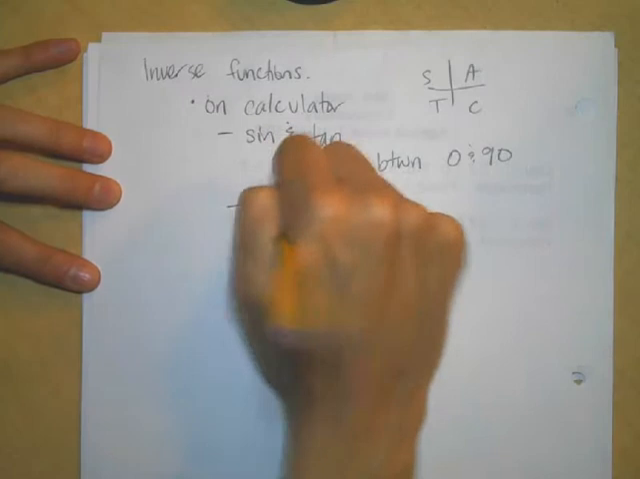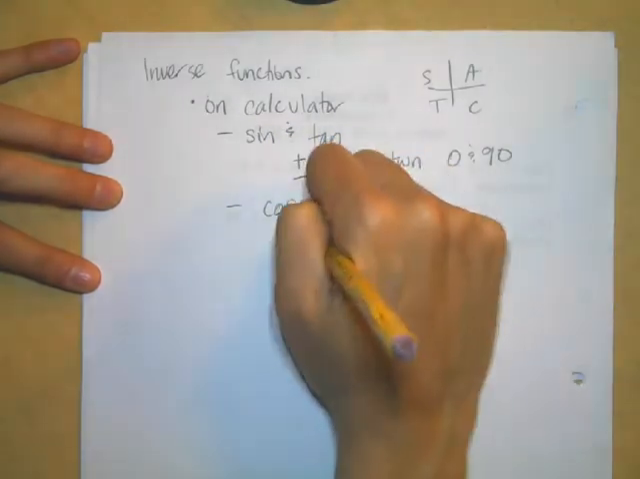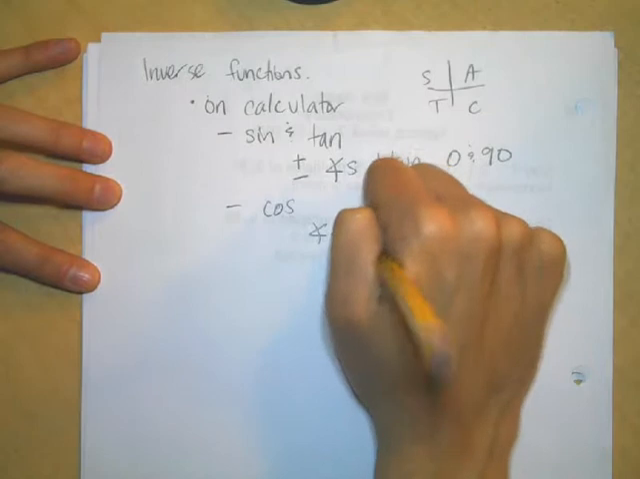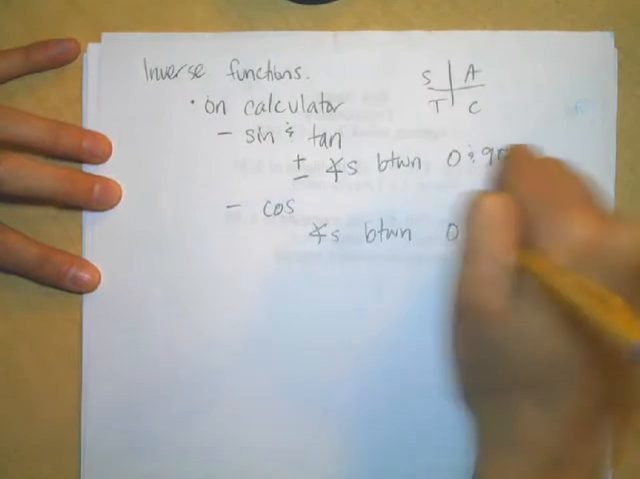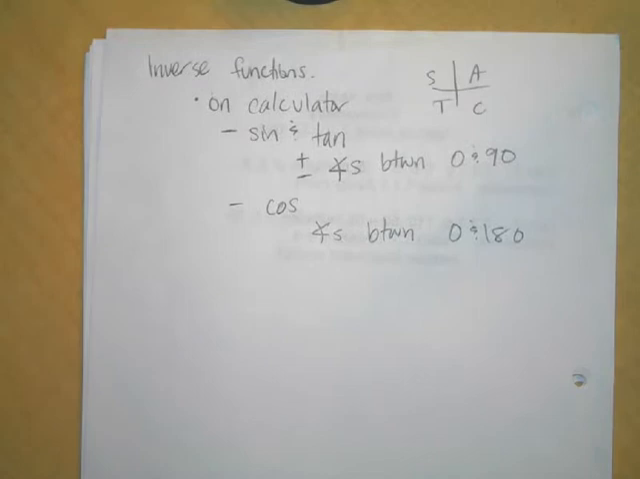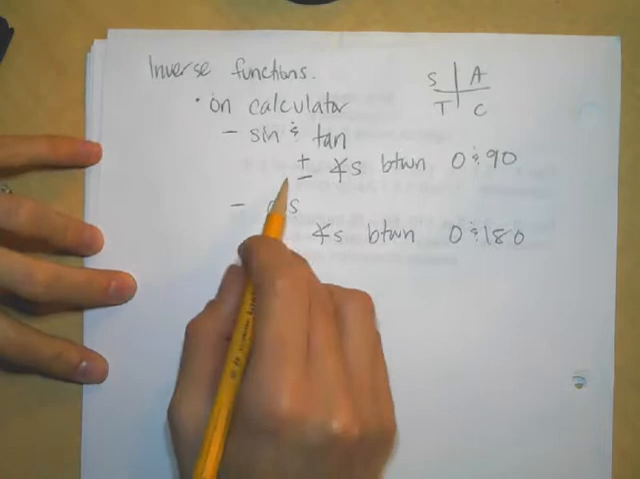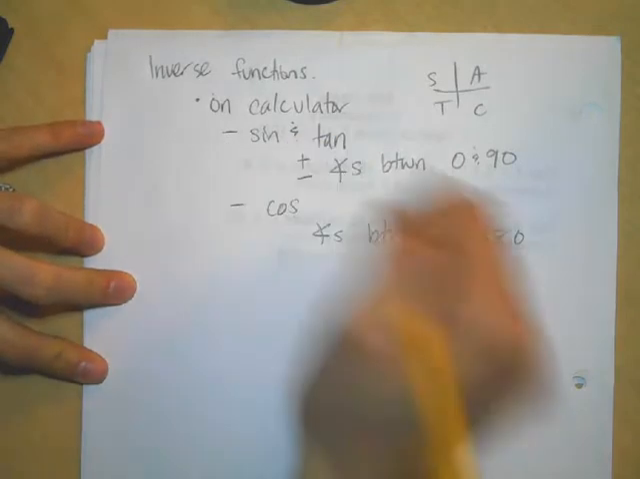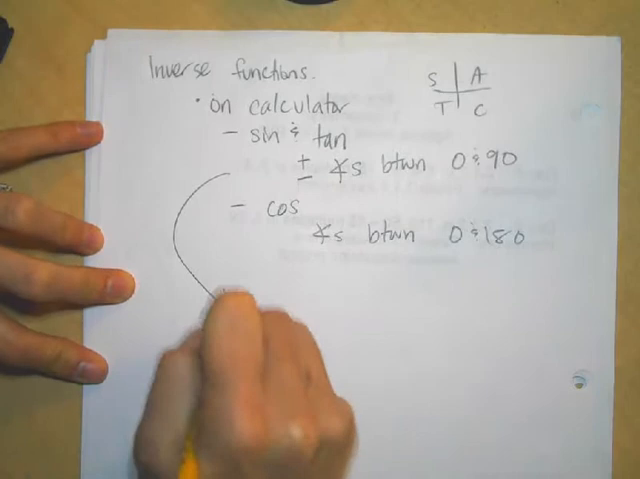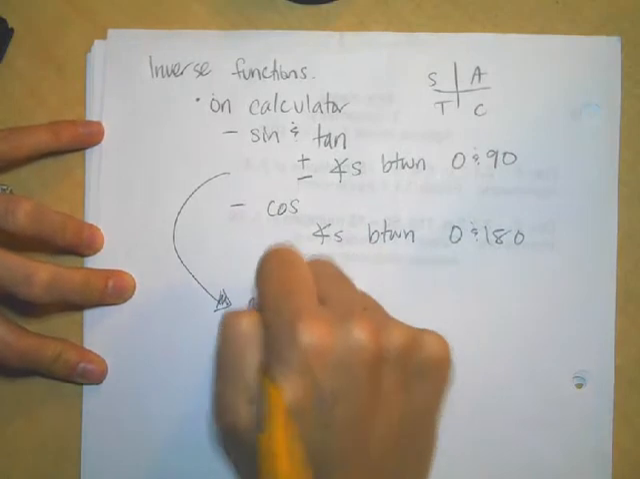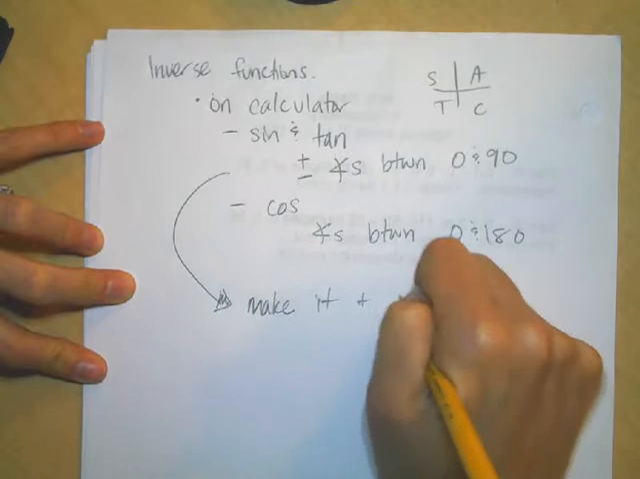Cosine gives you an angle between 0 and 180. So when you're looking to do this, for sine and tangent, it's easy. Whatever they give you, you can consider to be the reference angle. So make it positive, and that is the reference angle.